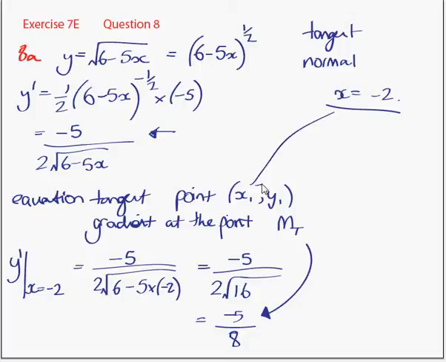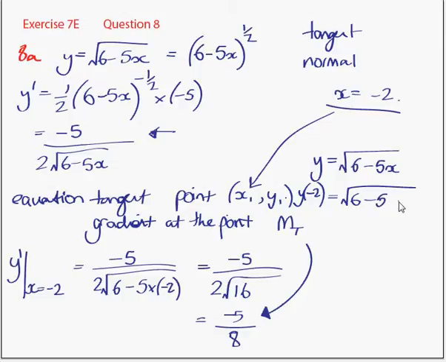So to find y, I use my original function, square root of 6 minus 5x. I evaluate that at x equals -2. Then I'll find that I get the square root of 6 minus 5 times -2. 6 minus -10, 6 plus 10 is 16, so the square root is 4. So my entire point is the point (-2, 4).